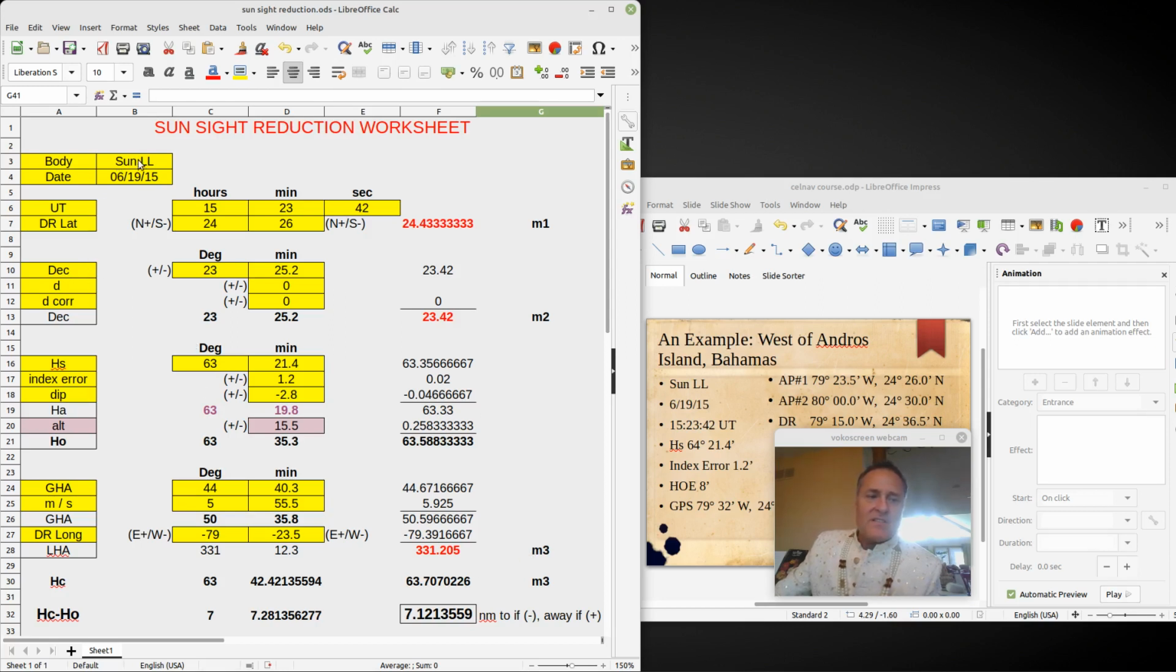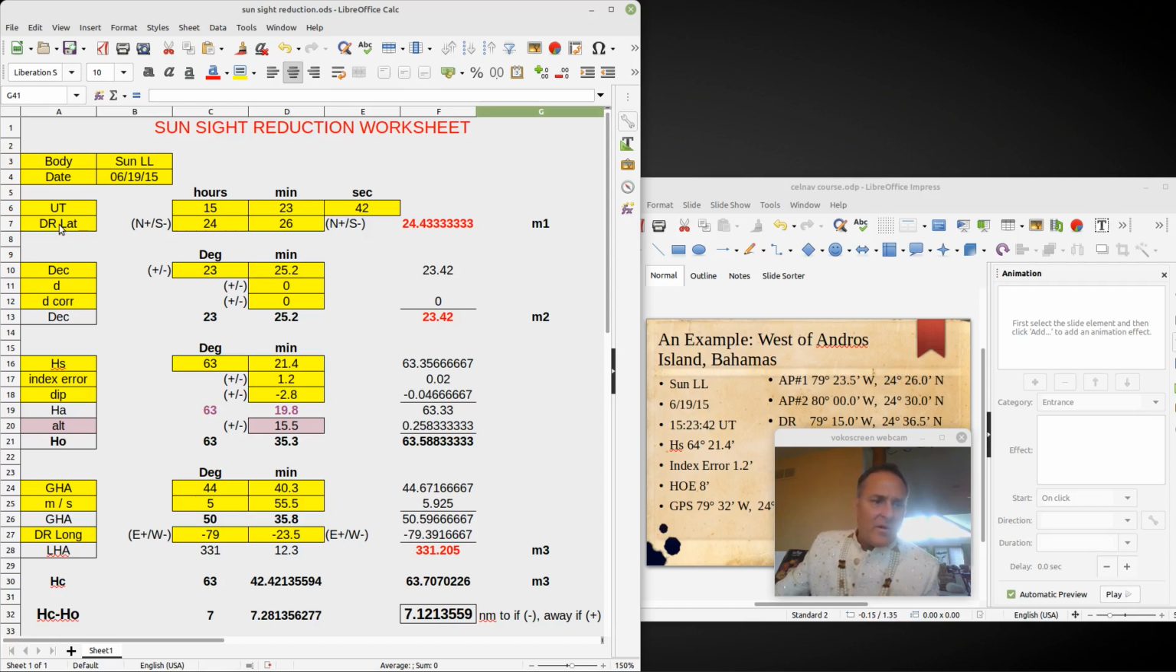I input the sun's lower limb as the body that we're observing. I put the date in there. Here's the universal time. Notice I separate hours, minutes, and seconds into separate boxes so they can each be used to calculate with. Here is the latitude, the dead reckoning, and really this should say assumed position latitude, but as you'll see later, I recommend you always make the assumed position your dead reckoning. But whatever the case, we're going to use 24 26. That comes from over here. Assumed position 1, 24 26 north. It's positive because it's in the north.